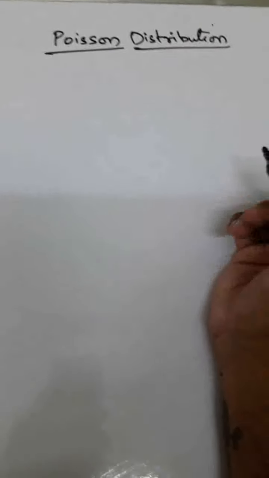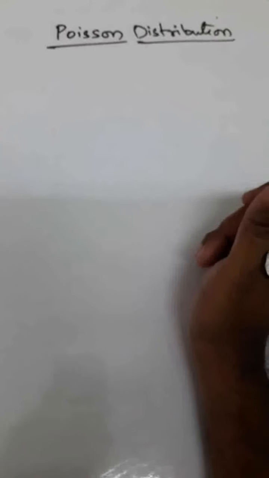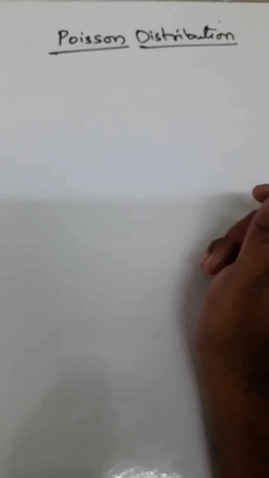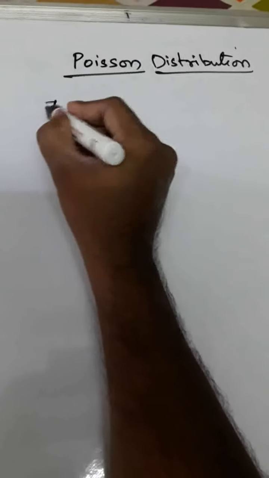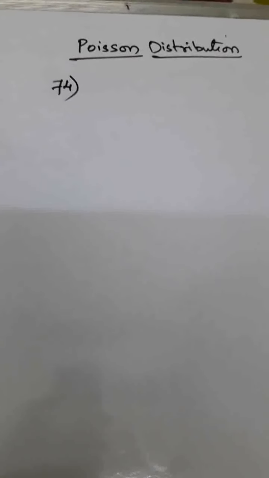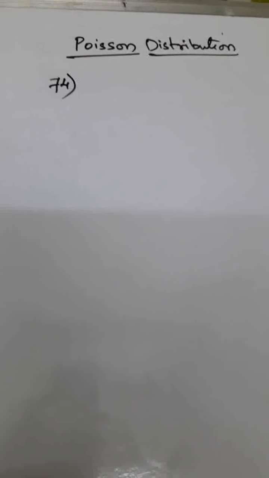Good morning, students. Today I am going to start 5-mark problems in Poisson distribution. In the previous class we dealt with basic problems in Poisson distribution. Now in this class we are going to deal with all the 5-mark questions from Poisson distribution. Look at question number 74, page number 203. Hope all are having textbooks and following the concept.